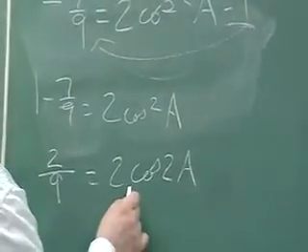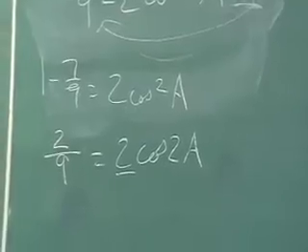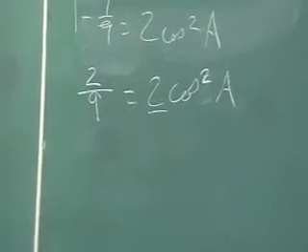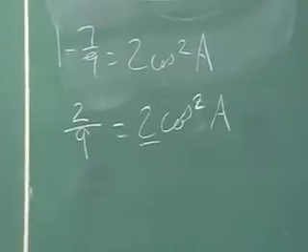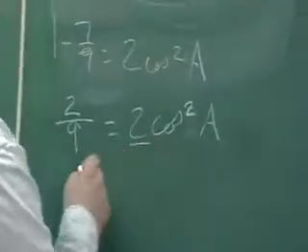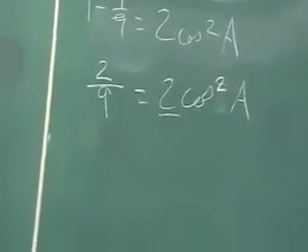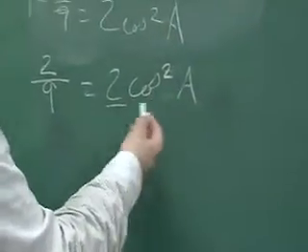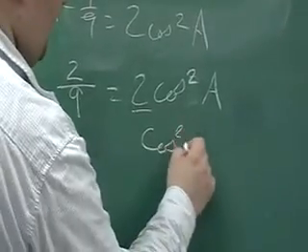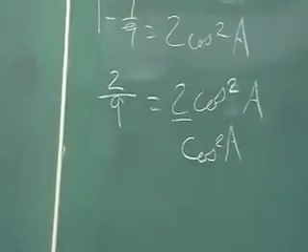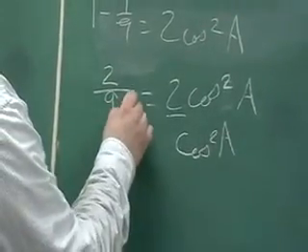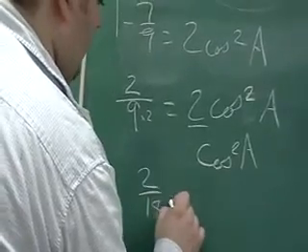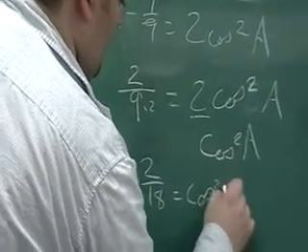Now to get rid of the 2 here, the easiest way is to divide both sides by 2. Again, keeping both sides equal, you do the same thing to one side as the other. So 2 cos squared A divided by 2 would be cos squared A, and 2 over 9 divided by 2 is 2 over 18. So cos squared A equals 2 over 18.